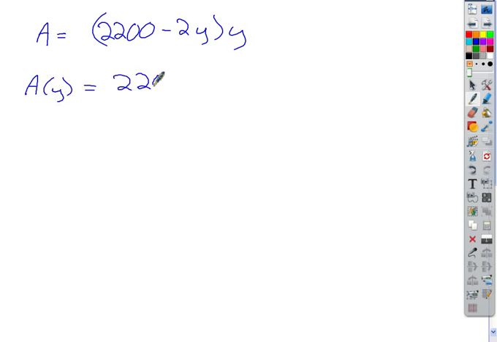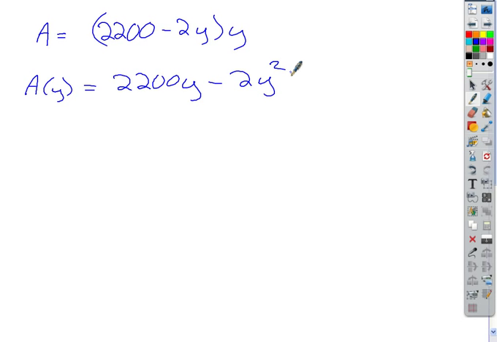So what did we have here? We had area equals 2,200y minus 2y squared. Okay, everybody good with that? So we got area as a function of the single variable y. So we're about ready to do calculus.